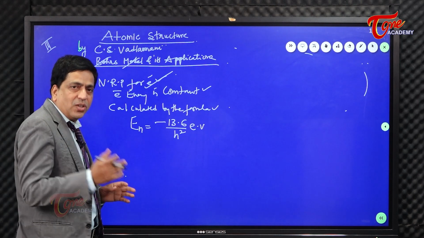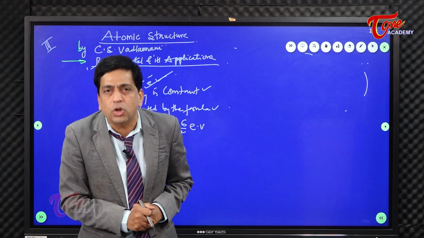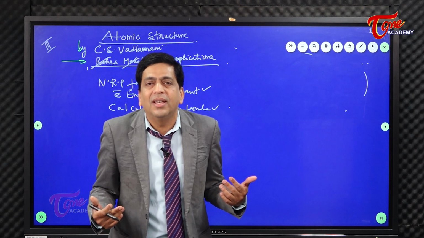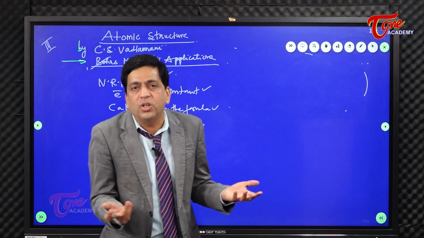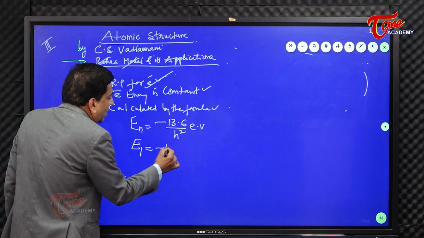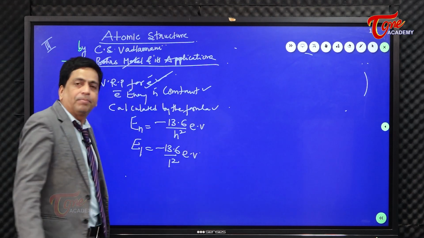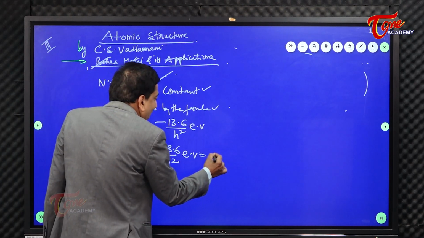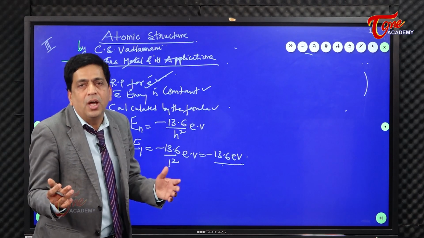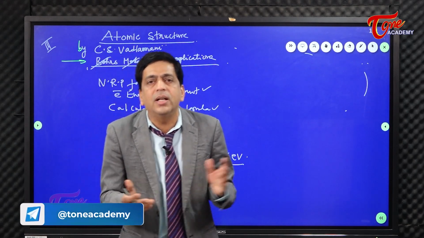For example, if you said that the electron is in the first orbit, when in the first orbit the electron is neither emitting energy nor losing energy. So how much is the energy? That is constant. If you want to calculate, E1 is equal to minus 13.6 by 1 square electron volts. So minus 13.6 electron volts is the energy of the first orbit's electron. When the electron is in the first orbit, the total energy remains constant at minus 13.6 electron volts.